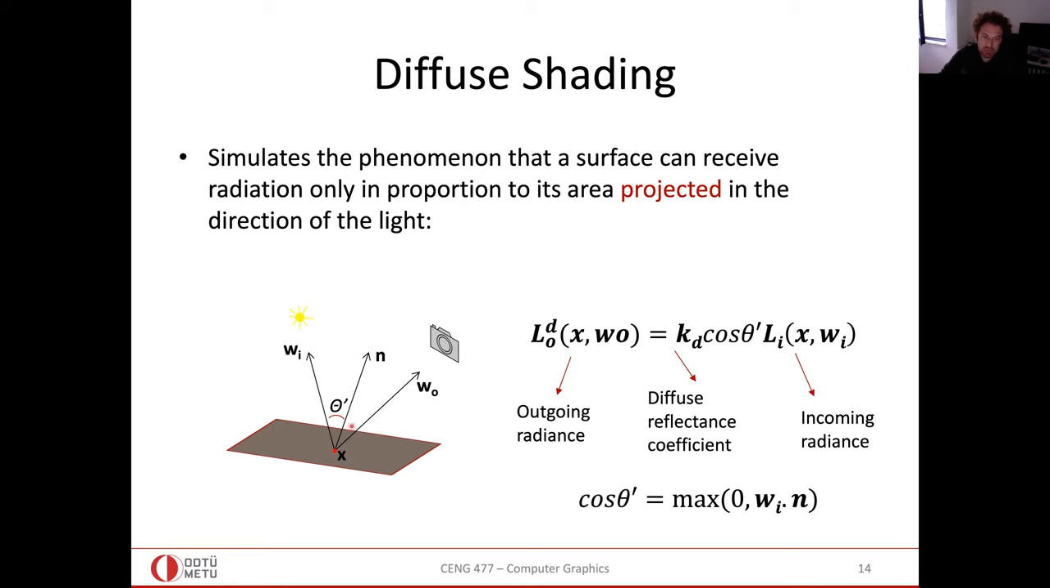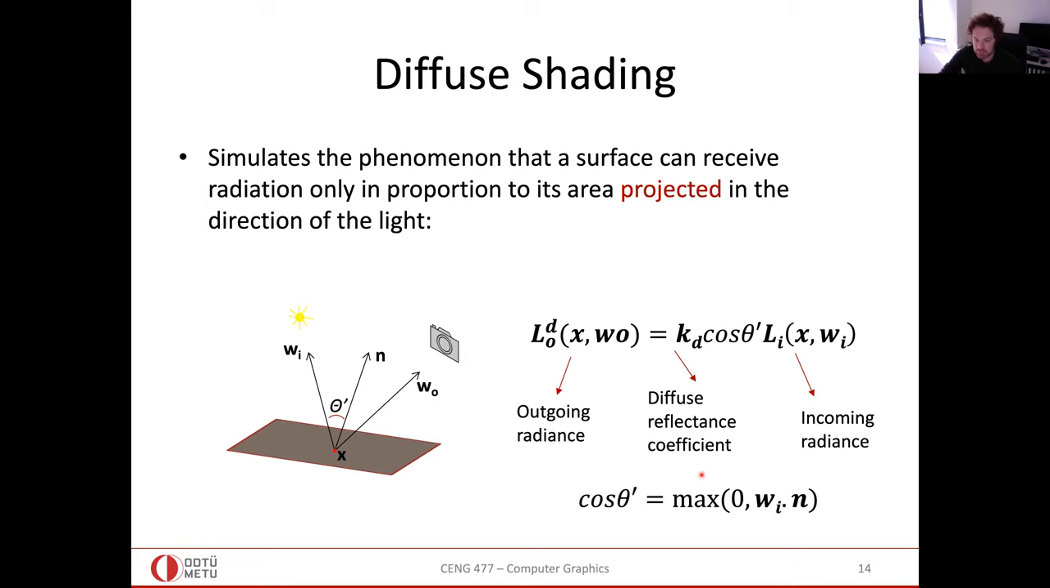As I rotate this plane, or similarly, as I rotate my light source, then the same amount of light is now illuminating a larger area. So light per unit area decreases because light is fixed, but the area it is hitting is larger. So I can capture that using this cosine term.